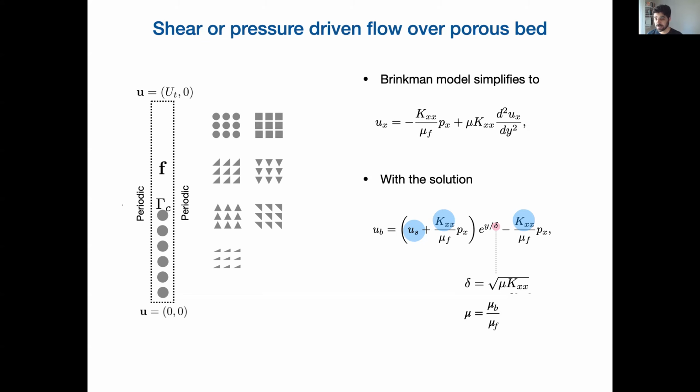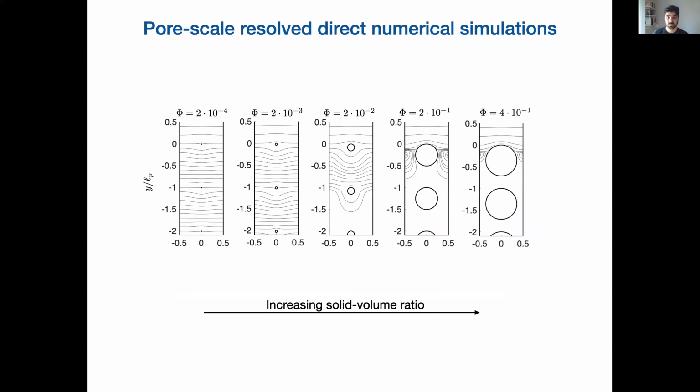We can do that. Now there's a pink circle here, delta. And delta contains, in the square root expression here, mu. And mu is the ratio between the Brinkman viscosity and the fluid viscosity. So that one, we don't know how to determine a priori, right? So this is the objective.